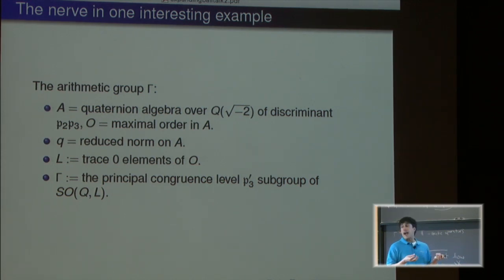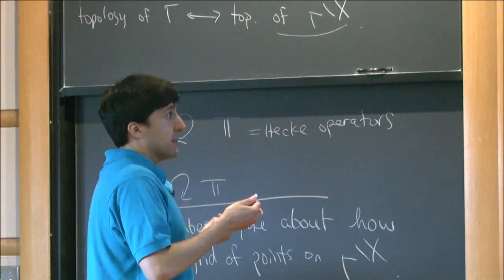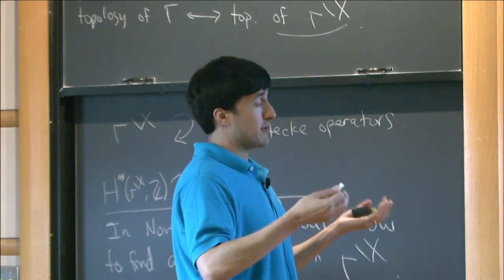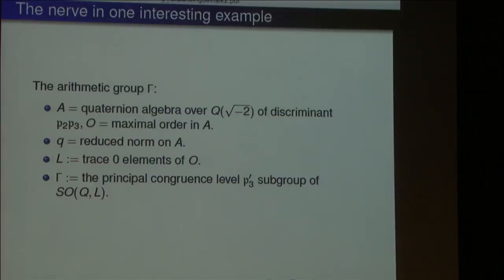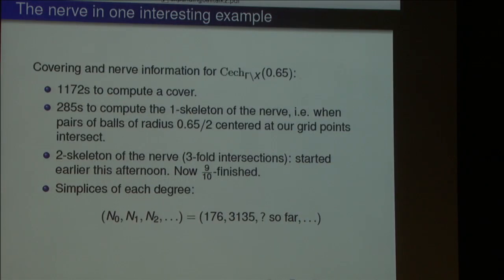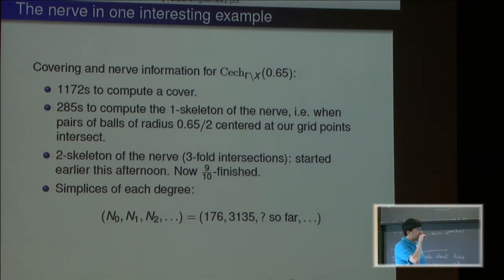I want to tell you what happens when you try to compute. Once you've built a covering of the associated hyperbolic 3-manifold, what comes next? How would you compute the nerve of that covering?